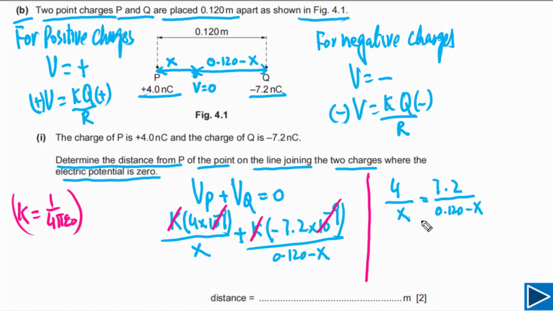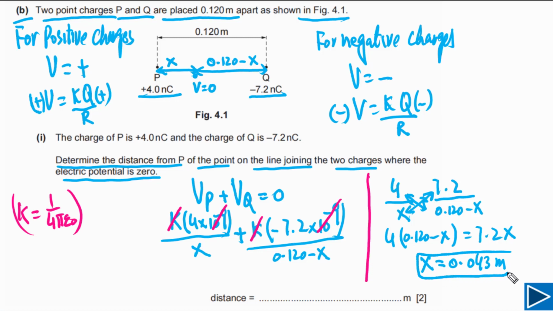Now, if we cross multiply, in this case we will get 4 times 0.120 minus x equal to 7.2 times x. And from here, we can find the value of x will be 0.043 meters. And this is our final answer. Our final answer has 2 SF, because the least number of SF in the data is 2.